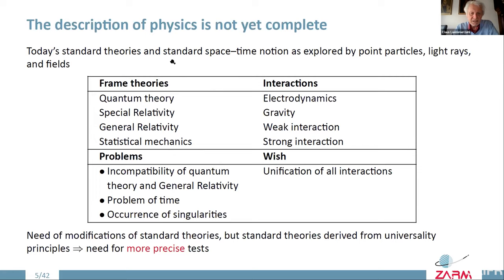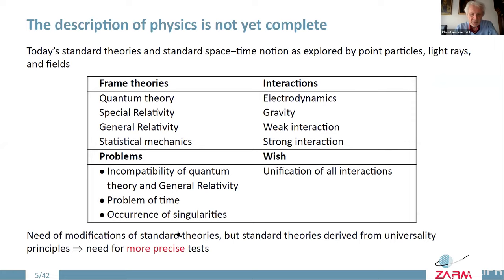And we have the four interactions, and then we have the problems of the incompatibility of quantum theory and general relativity, for example, the problem of time and the singularities. And then, of course, you also have the wish to unify all the interactions. The ultimate goal would be to have a solution for all this.